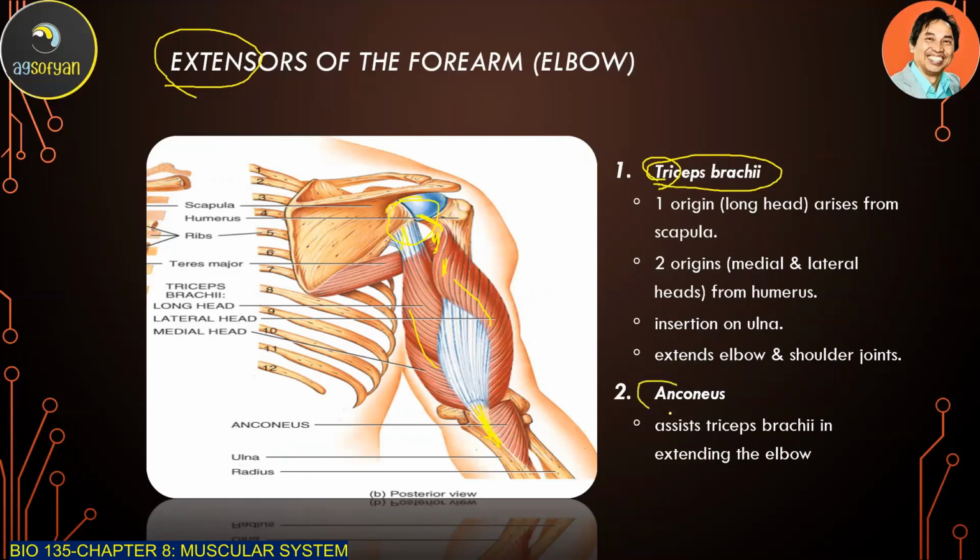The second one is anconeus, which is actually in the lower arm. This is the anconeus. And again, both of these muscles are synergistic muscles that work together to extend the elbow.